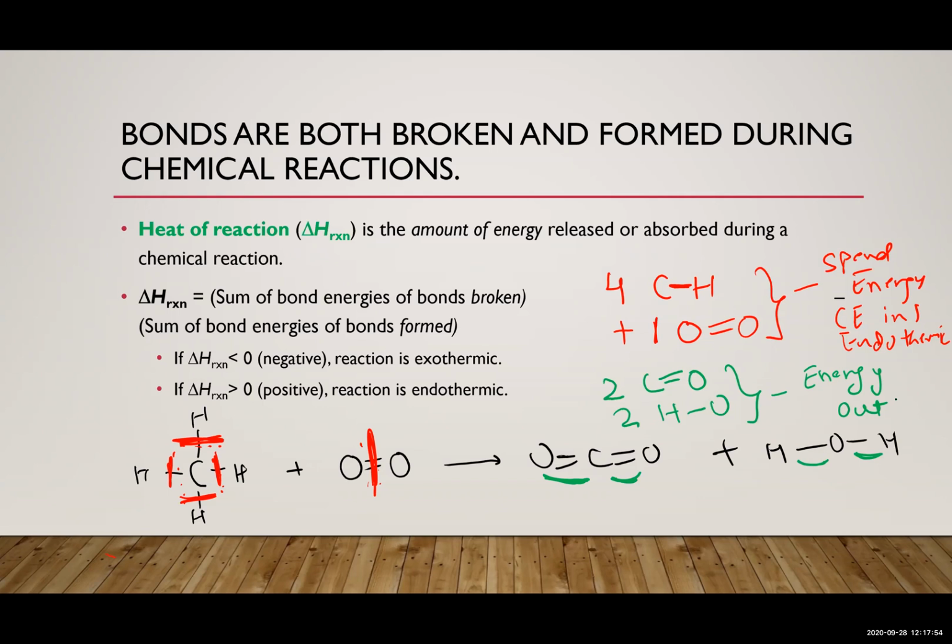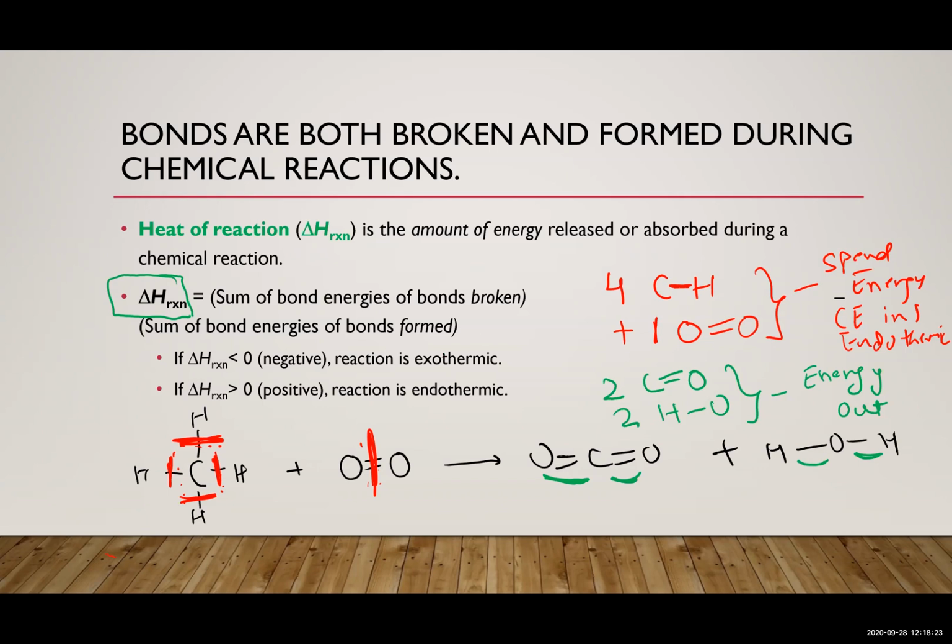So in this entire reaction, when you break the bond, some energy goes in, and when you make the bonds, energy comes out. So overall, this heat change, delta H, is the sum of all the bond energy being broken plus the sum of bond energy being formed.